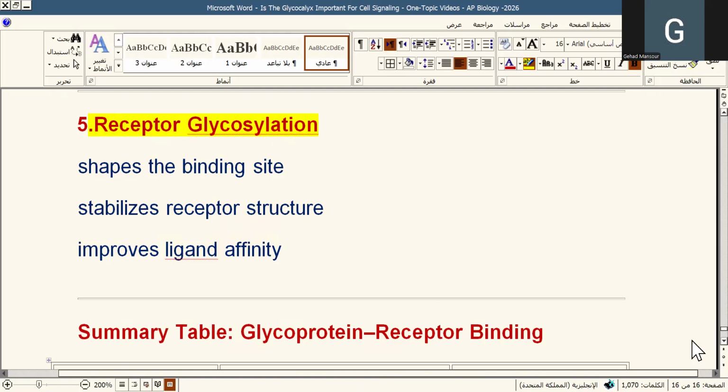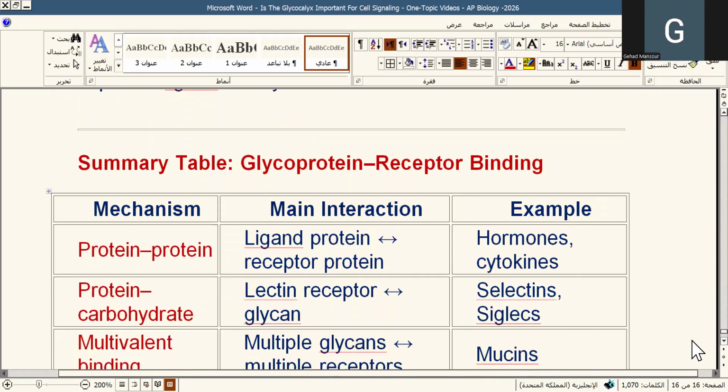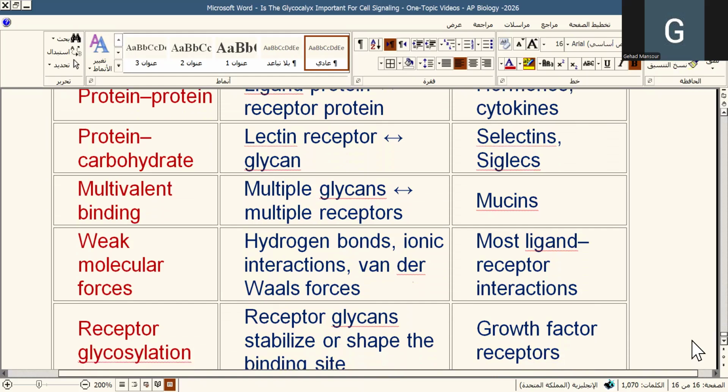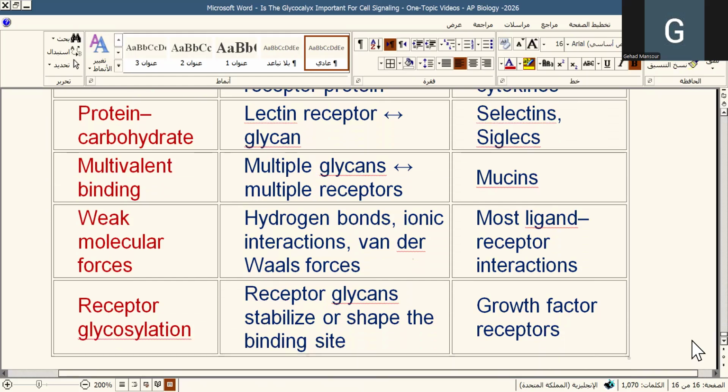And this is a summary table. You can have a look at this summary table. It would be helpful because it summarizes all what we have said.